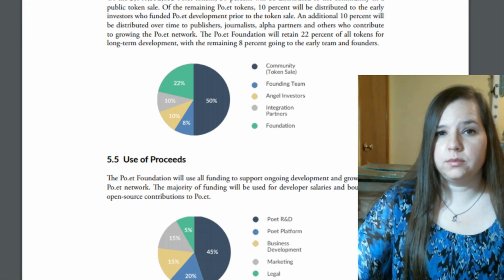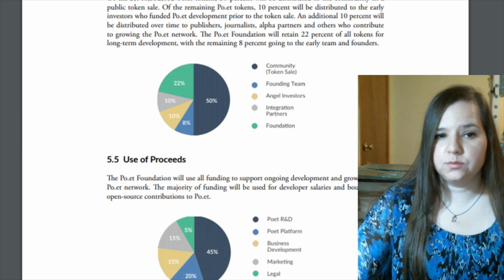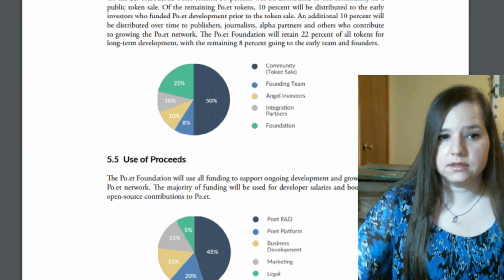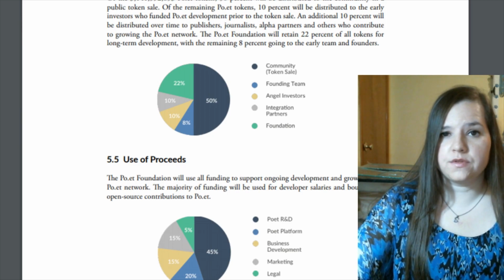So I like how Po.et is really detailed in showing this. You can see that 50% went to the community token sale, 8% was for the founding team, 10% for angel investors, 10% for integration partners, and 22% for the foundation.